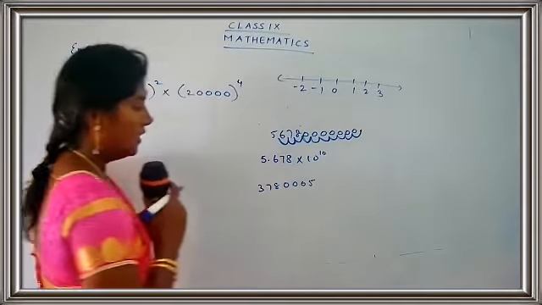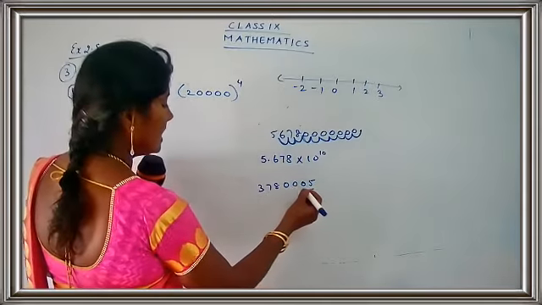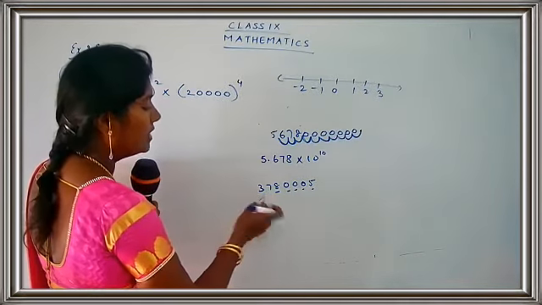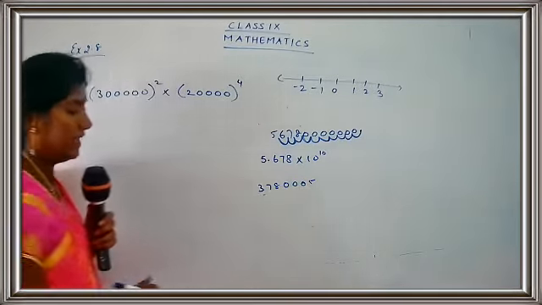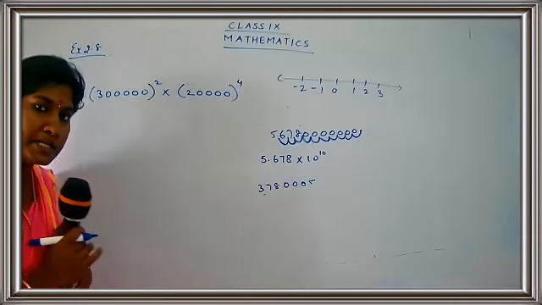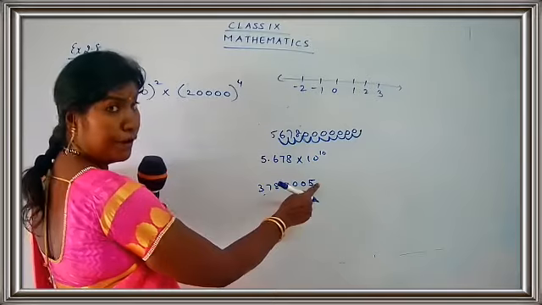It's 3780005. Okay, we have a number. It's ones, tens, hundreds, thousand, 10,000, lakh, 10 lakh. Okay, so I have taken number 37 lakh 80,005. Okay, children, now where is the decimal point present? The decimal point is present after 5. So the decimal point is over here.